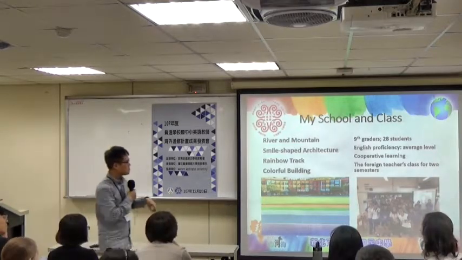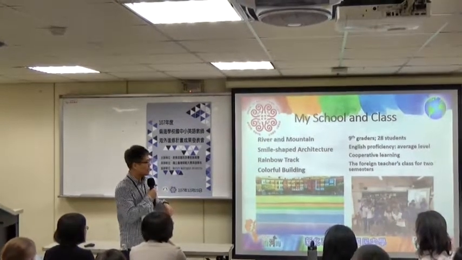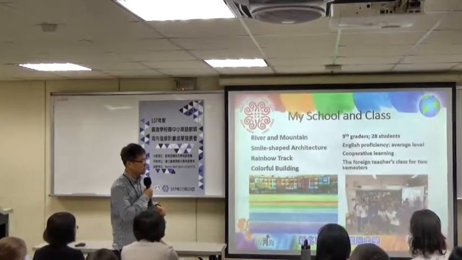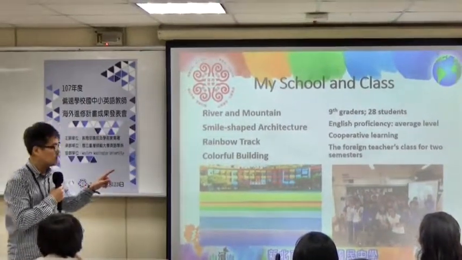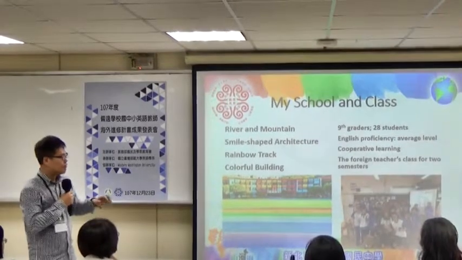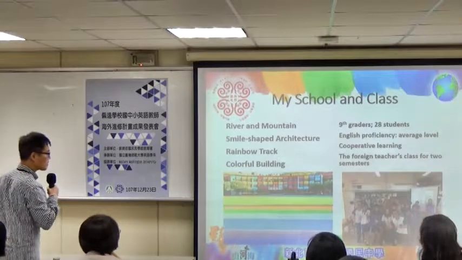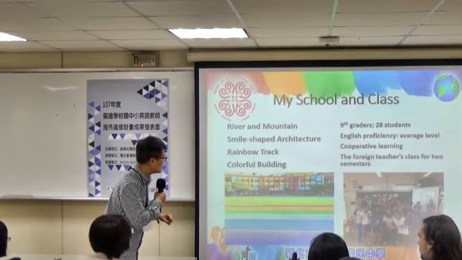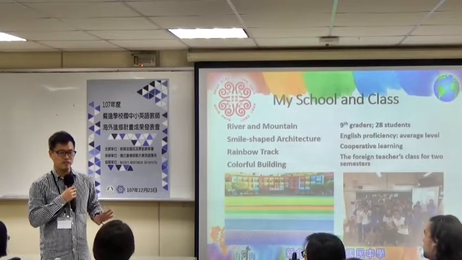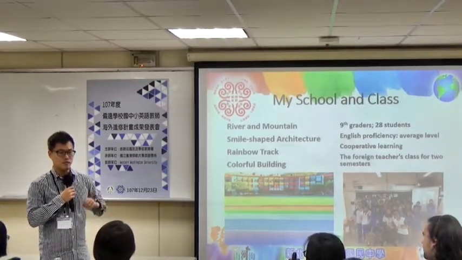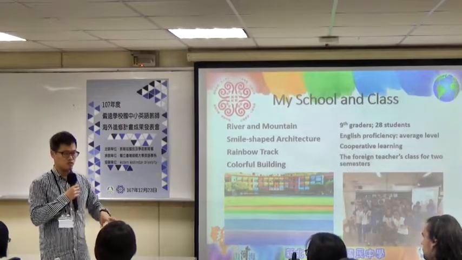And as for my students, they are ninth graders. Their English proficiency is average level, and I have used cooperative learning since they were 7th graders, so they cooperate with each other in many subjects. And also, they had taken the foreign teachers class for 2 semesters, but now we don't have any foreign teacher in our school. So this is the reason why I applied for this project, because Daniel will teach English with my students.